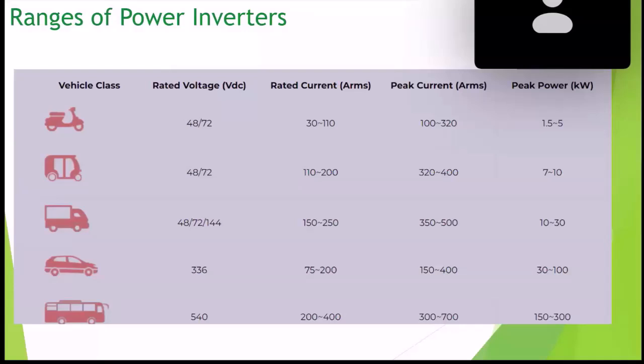For example, for a two-wheeler, the voltage range will be 48 to 72 volts, and that is also applicable for three-wheeler vehicles. Similarly for passenger cars, it will be in the range of 400 volts, or nowadays even a higher value. And for heavy commercial vehicles, it is possible to go up to 800 volts.